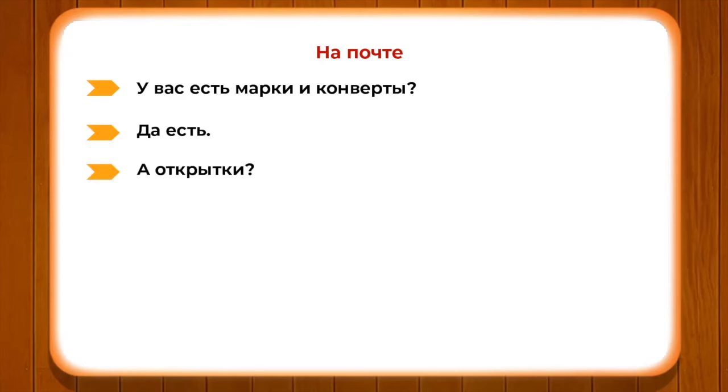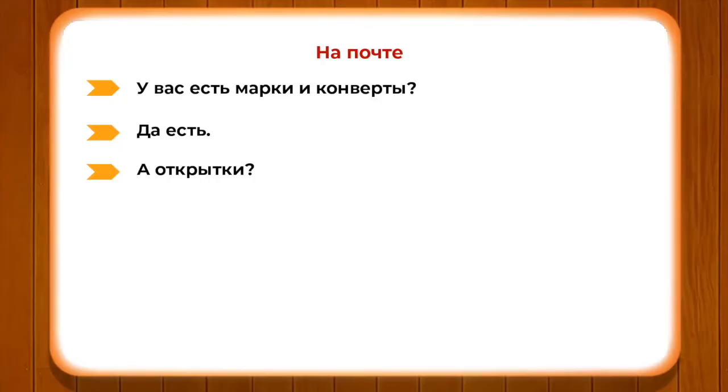Открытки. As we know, in this particular dialogue, we have used certain words which exclusively belong to the place, the post office. That is why the title is at the post office or na pochte. So you have already learned a few meanings like marki and конверты. Marki means stamps, конверты means envelope, and открытки means greeting cards in Russian. Тоже есть means also have.